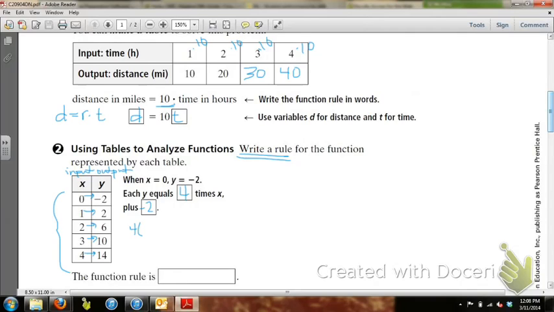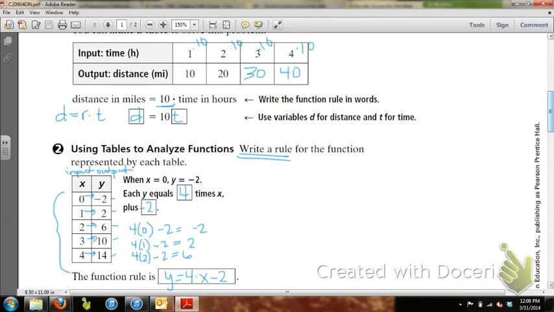Because 4 times 0 minus 2 is negative 2. 4 times 1 is 4, and 4 minus 2 is 2. 4 times 2 is 8. Minus 2 gives me the 6. So you can see I'm getting the answers here. Okay, so the rule, we say the y value is 4 times the x minus 2. And that's a tricky one.